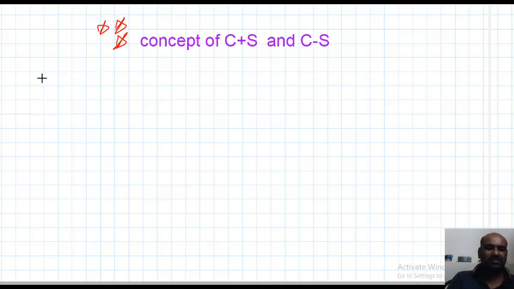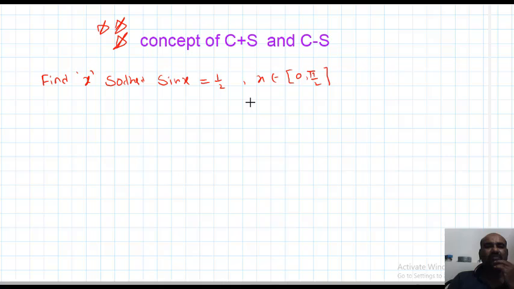Best example. See here, find x so that sin x equal to half and x belongs to the closed interval 0 to pi by 2. Simple problem, no? x should satisfy sin x equal to half, and the value in between 0 to pi by 2 is pi by 6. So x is pi by 6. Only one solution exists. That is 30 degrees or pi by 6 radians.